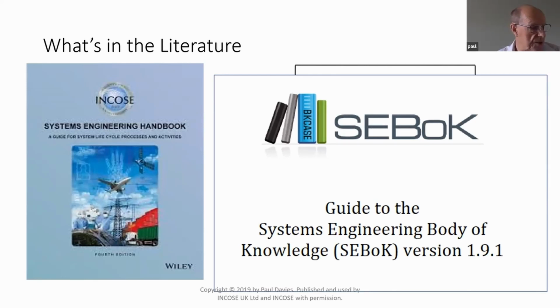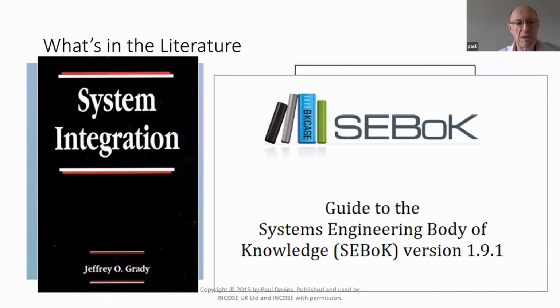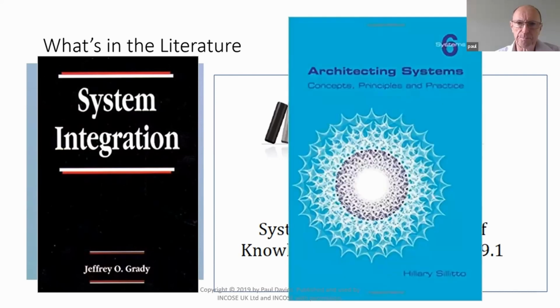As I said, the systems engineering body of knowledge is better still, but again, there's no end-to-end story. Then I mentioned the book by Jeff Grady. As I say, it's at least 30 years old. It's way out of print, and second-hand copies are changing hands for about $300 on eBay, which is quite astonishing.